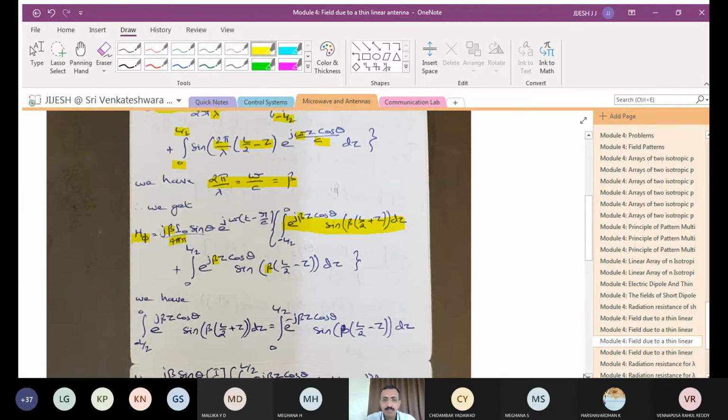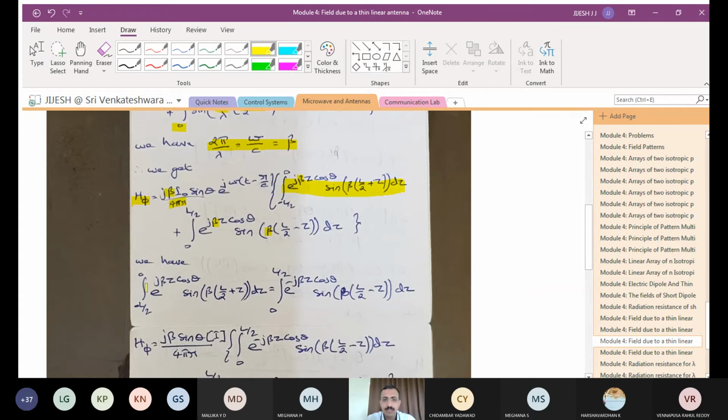So let us go ahead. We have the integral from minus L by 2 to 0 of e to the power of j beta z sine of beta L by 2 plus z dz, which can also be written as the integral from 0 to L by 2 of e to the power of minus j beta z sine of beta L by 2 minus z dz. So these terms will be equal. Since this term is equal to this one, we can go further.